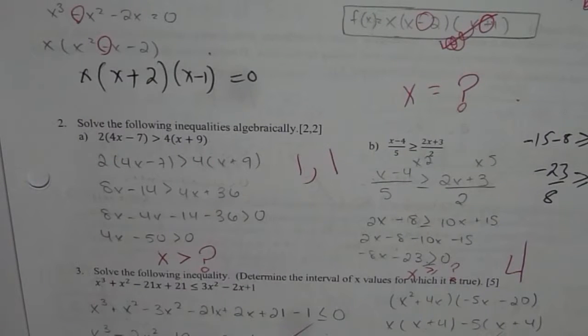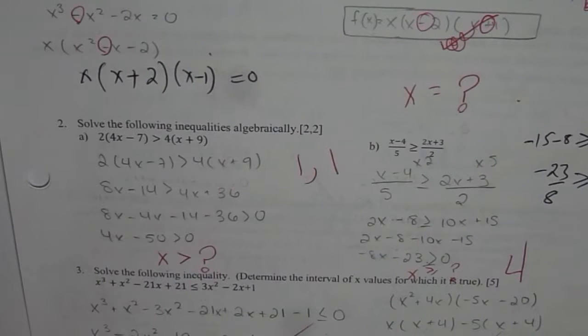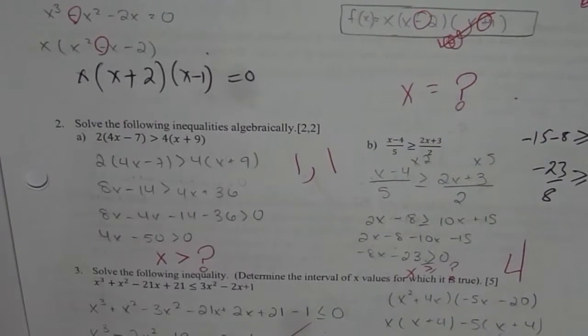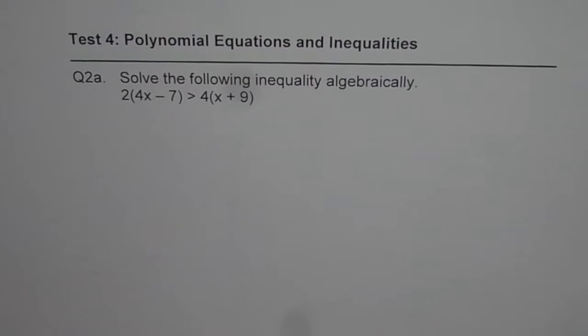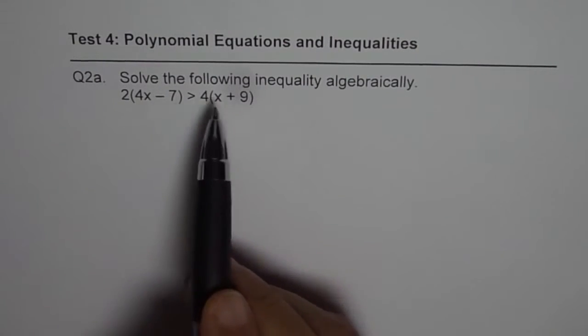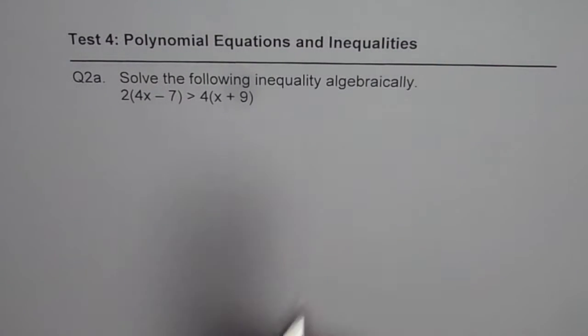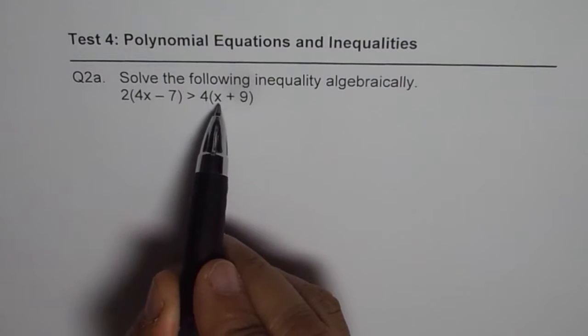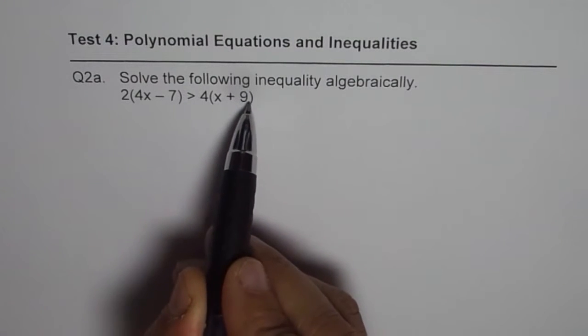I'm Anil Kumar, and here is question number 2a from the test paper of 2015 MHF4U Advanced Functions. The chapter name is Polynomial Equations and Inequalities. So 2a is solve the following inequality algebraically. The inequality is 2 times (4x minus 7) is greater than 4 times (x plus 9).